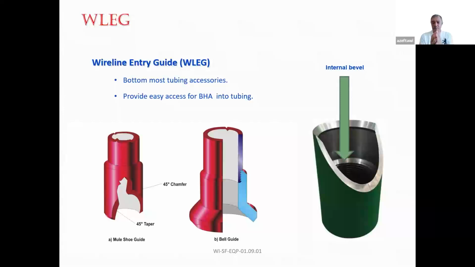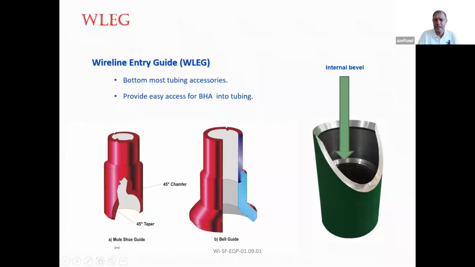The bell type, for example, is better in horizontal sections or highly deviated wells. Because in highly deviated wells or horizontal sections, when you go out, you need to go back. The tubing is on the low side, the accessory is on the low side, and your tool string is on the low side. So to go back easily, you need something with an open mouth, a big mouth. What gives you the big mouth is the bell type. But it has a disadvantage in vertical wells because of this shoulder you have here. This shoulder accommodates scale and debris on top of it.